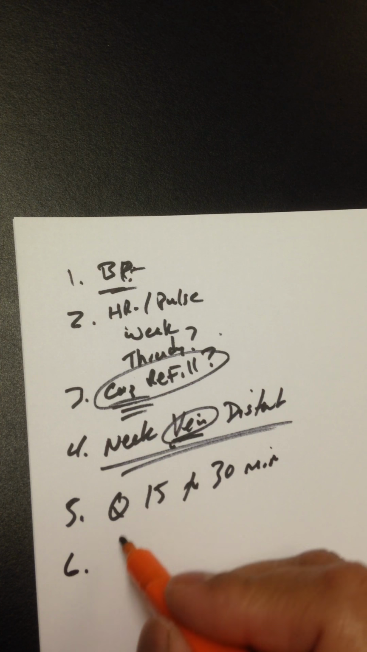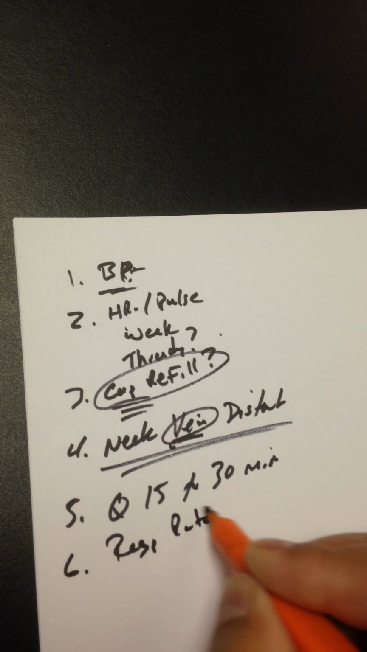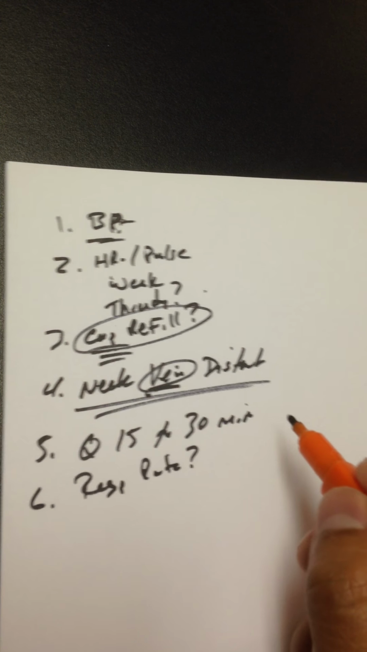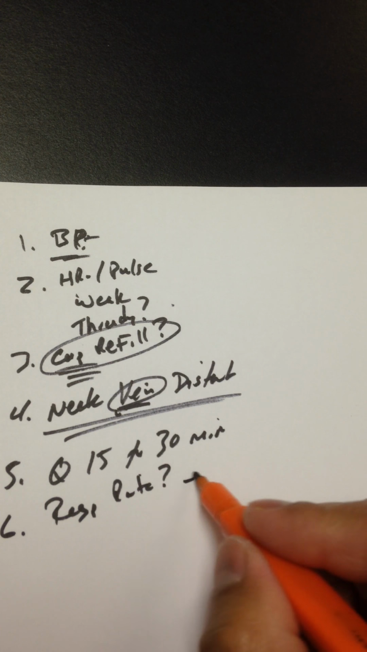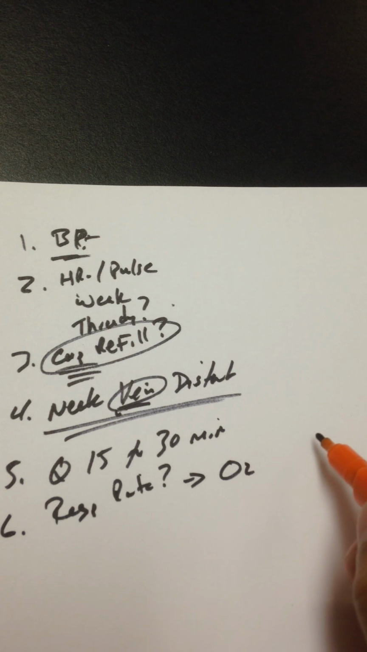Another thing you're going to look at, again, with your vital signs is your respiratory rate. Check their O2 sats. If it's dropping, then you might want to put some O2 on. Put on some oxygen.